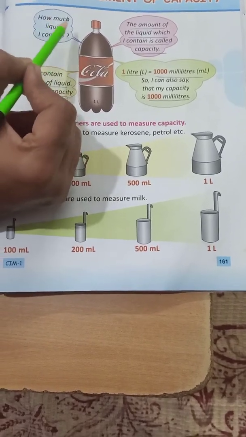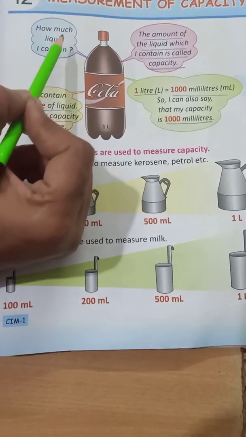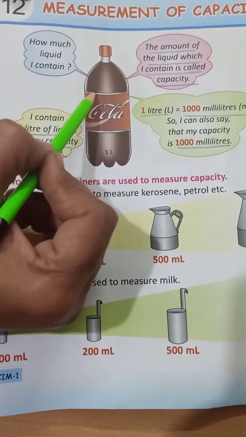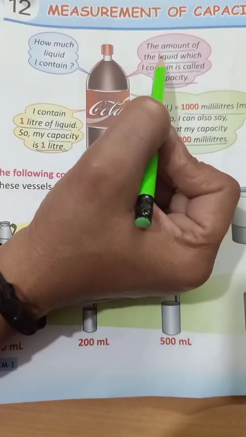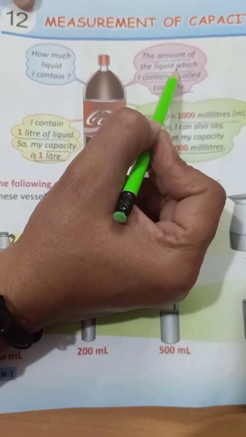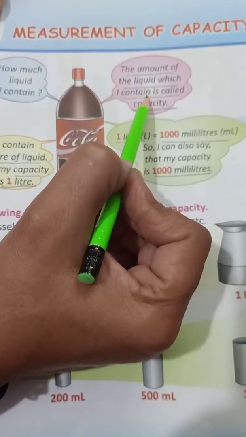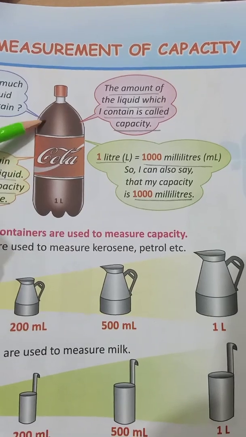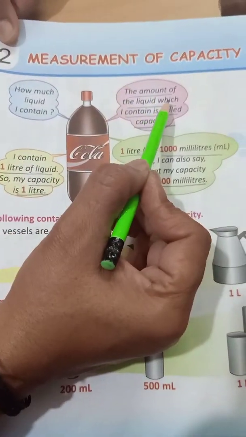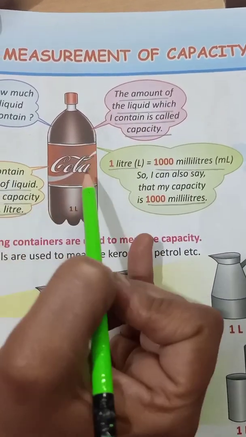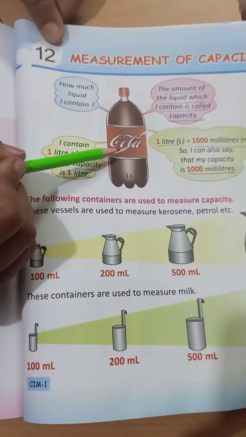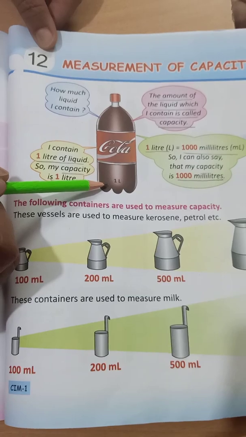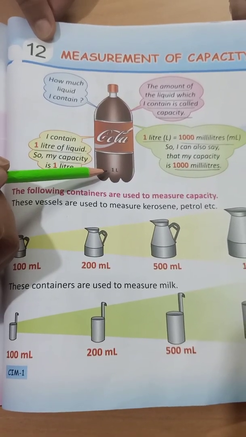So this bottle is saying, how much liquid do I contain? The amount of liquid I contain is called its capacity. Whatever amount of liquid this bottle is containing, that is its capacity. So, understood what is capacity?